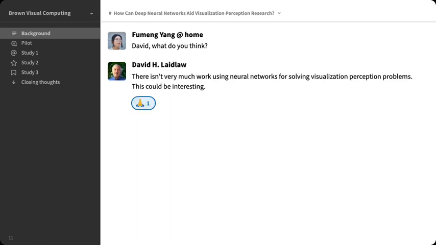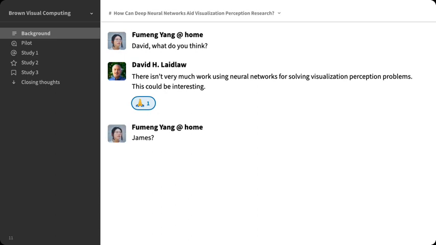With this in my mind, like many other PhD students, the first person I talked to is my PhD supervisor, David Laidlaw. David told me that there isn't very much work using networks for solving visualization perception problems, so this could be interesting to study.